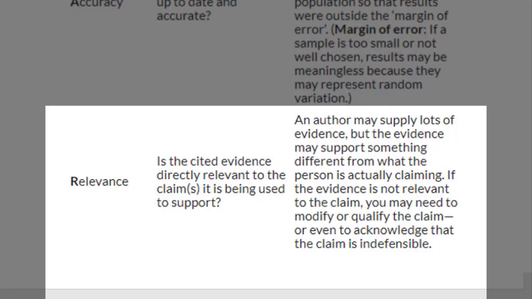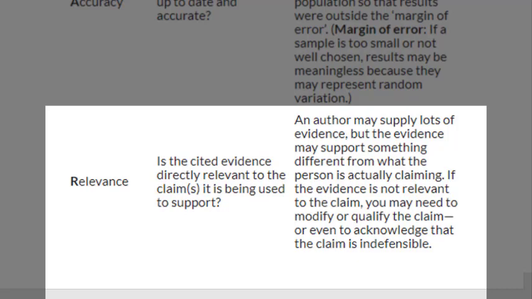So finally, you have relevance. Is the cited evidence directly relevant to the claims it is being used to support? One of my biggest positions is about this idea of relatable versus relevant. Sometimes it's very easy to find things that are related to the claim, but not necessarily relevant. You might present lots of evidence, but the evidence might support a variation of the particular claim you're giving, but not directly support it. So you want to be mindful that the information is directly relevant to the specific point.